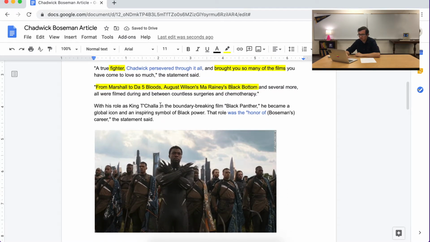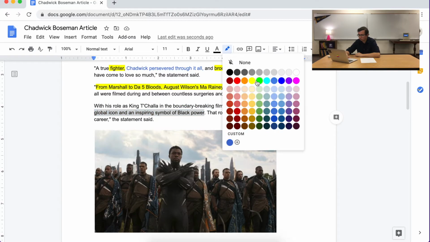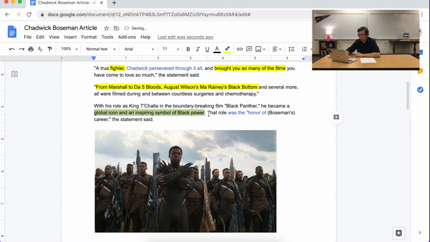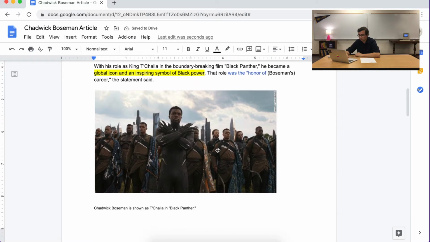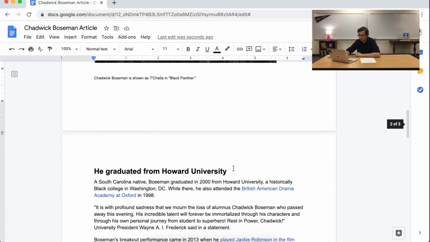With his role as King T'Challa in the boundary-breaking film Black Panther, he became a global icon and inspiring symbol of Black power. That role was the honor of Boseman's career, the statement said. Okay, global icon, inspiring symbol of Black power. That sounds really important. Definitely a thing he's known for, so let's highlight that. There's a picture of him in Black Panther, the movie.